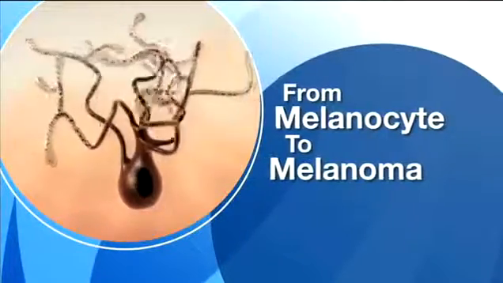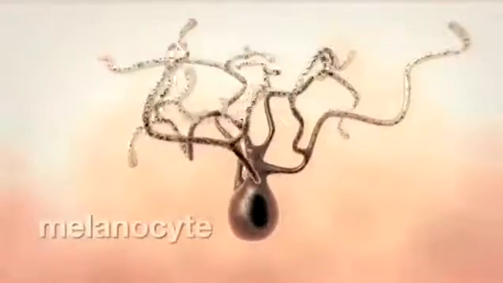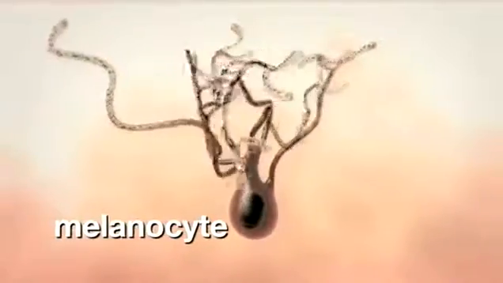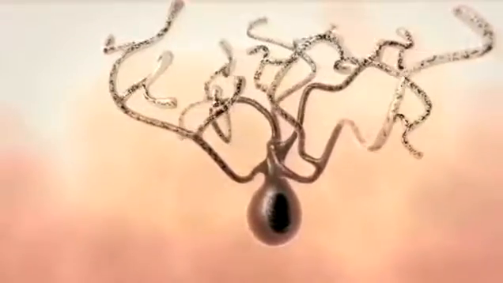From melanocyte to melanoma. Melanocytes are cells that produce melanin, a brown-black pigment that determines the color of the skin, hair, and eyes in humans, and helps to guard against the damaging effects of the sun.